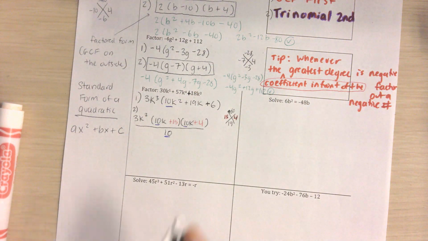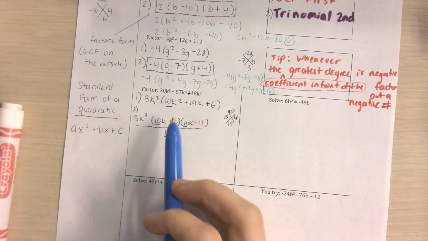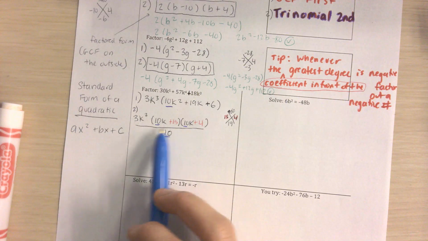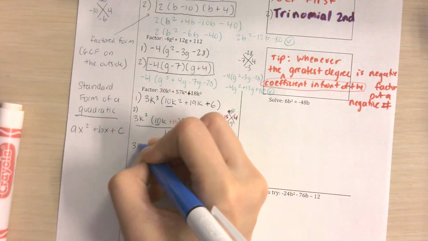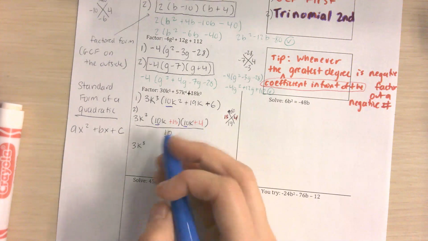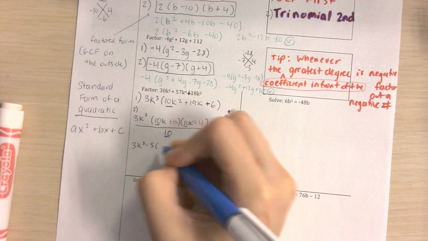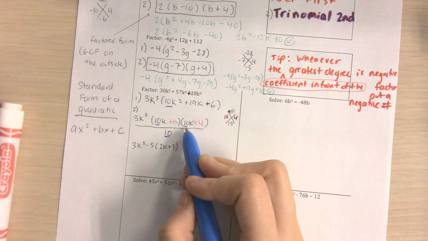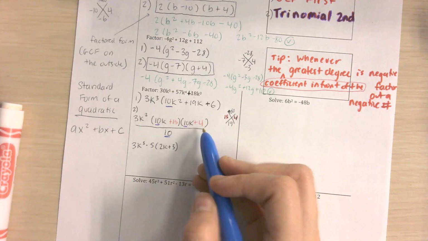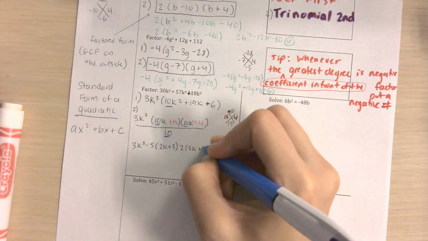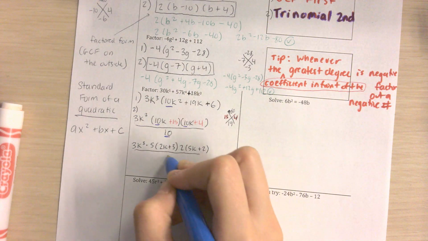Okay, so now we have to simplify. Some of you are asking me questions about the simplification. You're pretty much just taking more greatest common factors from the top two. So we have 3k to the third. If we look here, the greatest common factor is 5, so we pull out a 5. We're left with 2k plus 3. And then here we have another greatest common factor of 2, so we pull out a 2. And then we're left with 5k plus 2, all over 10.